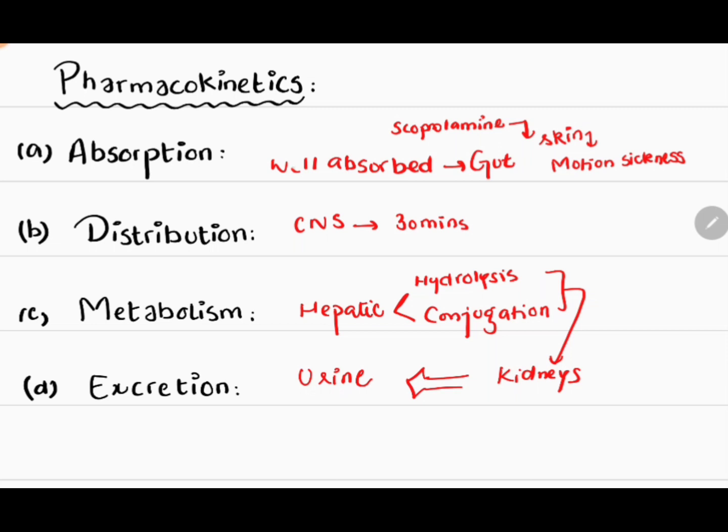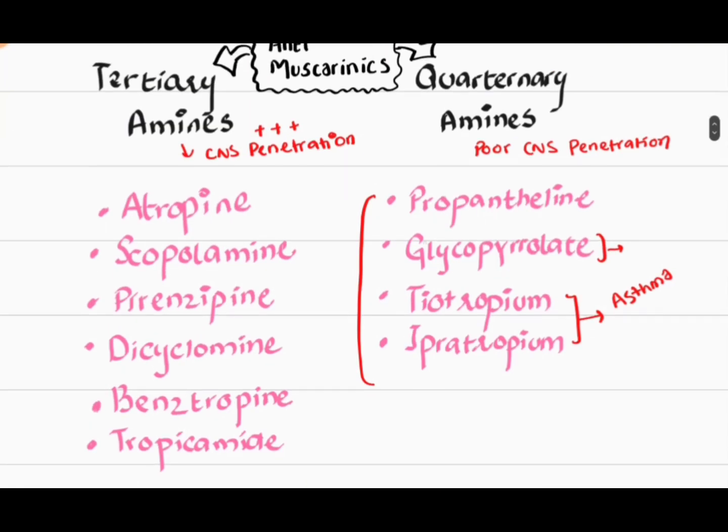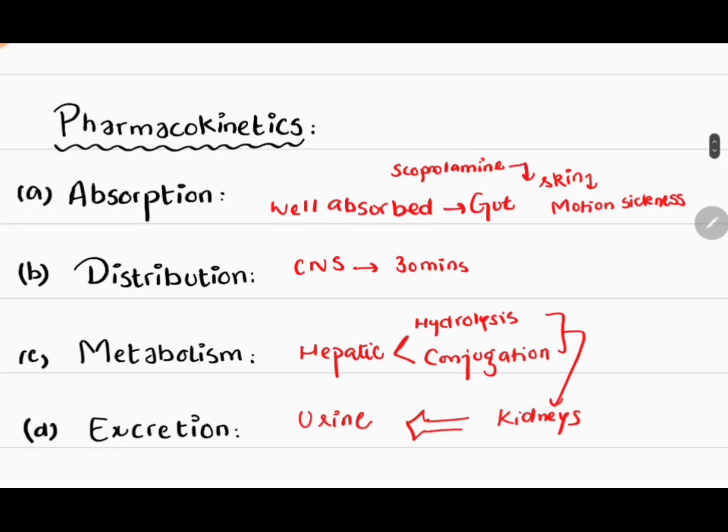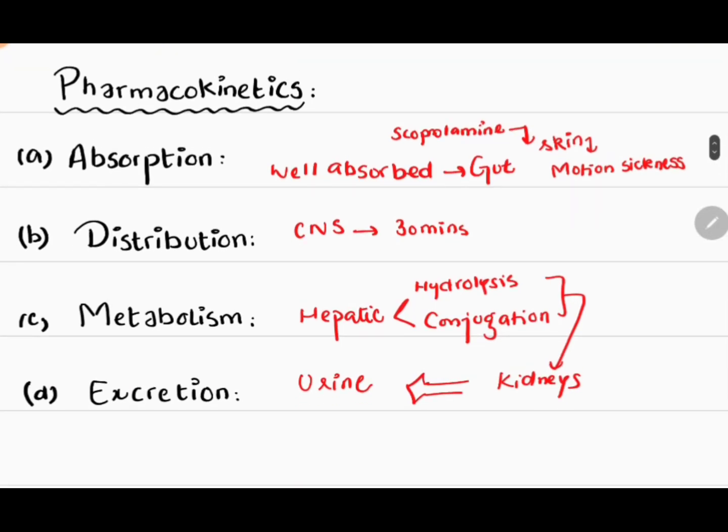In order to recap, it is absorbed well from the gut and from the skin as well. It has a high distribution. All these drugs, tertiary amines, are readily distributed into the brain as well. They cross the blood-brain barrier, whereas the quaternary amines do not have very good CNS penetration. They are widely distributed in the body. Metabolism is hepatic in the liver, and the excretion is in the urine.